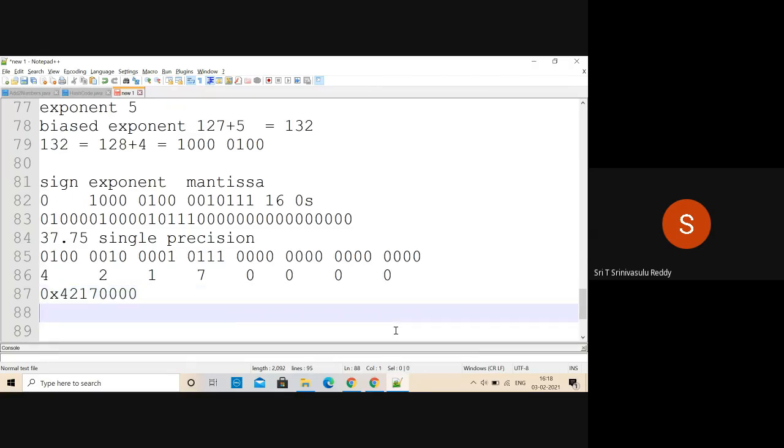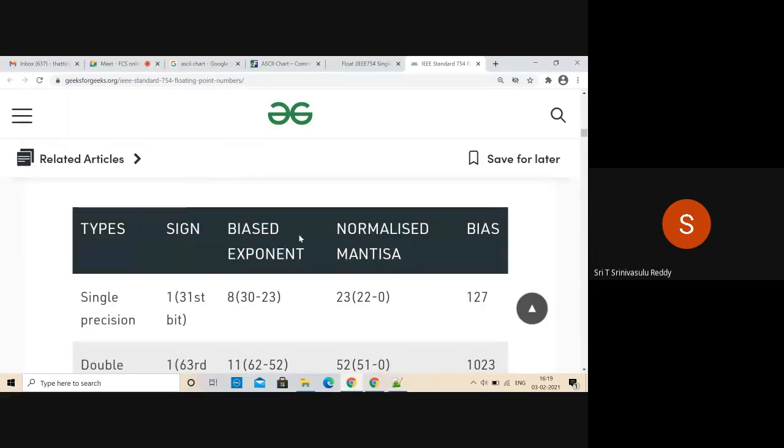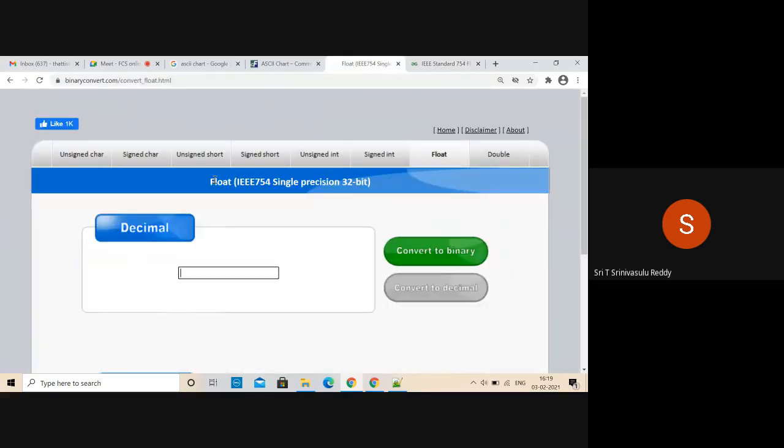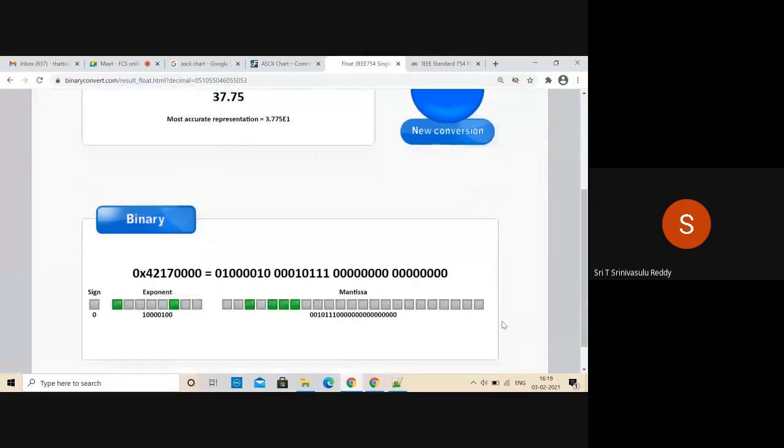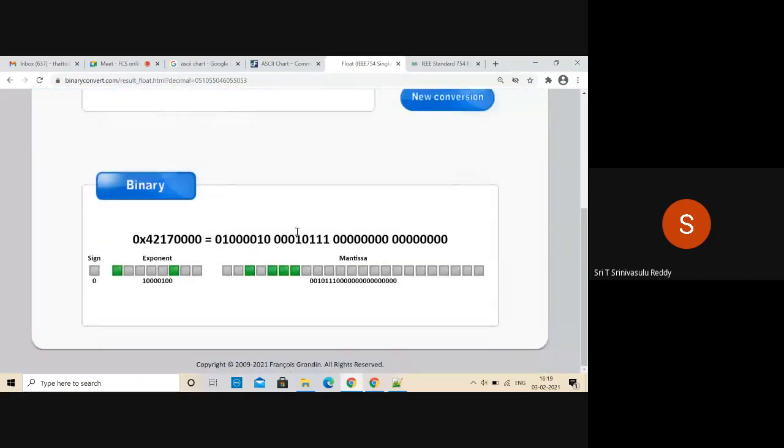Now we can verify our understanding with the online tool that we have. So 37.75, let us give it here. We have the tool here, right? So this is the one. This is a float. So the number is 37.75 and convert to binary. So this is going to be internally represented in binary form as this. This is the binary form. Sign bit is 0, exponent is this, mantissa part is this.